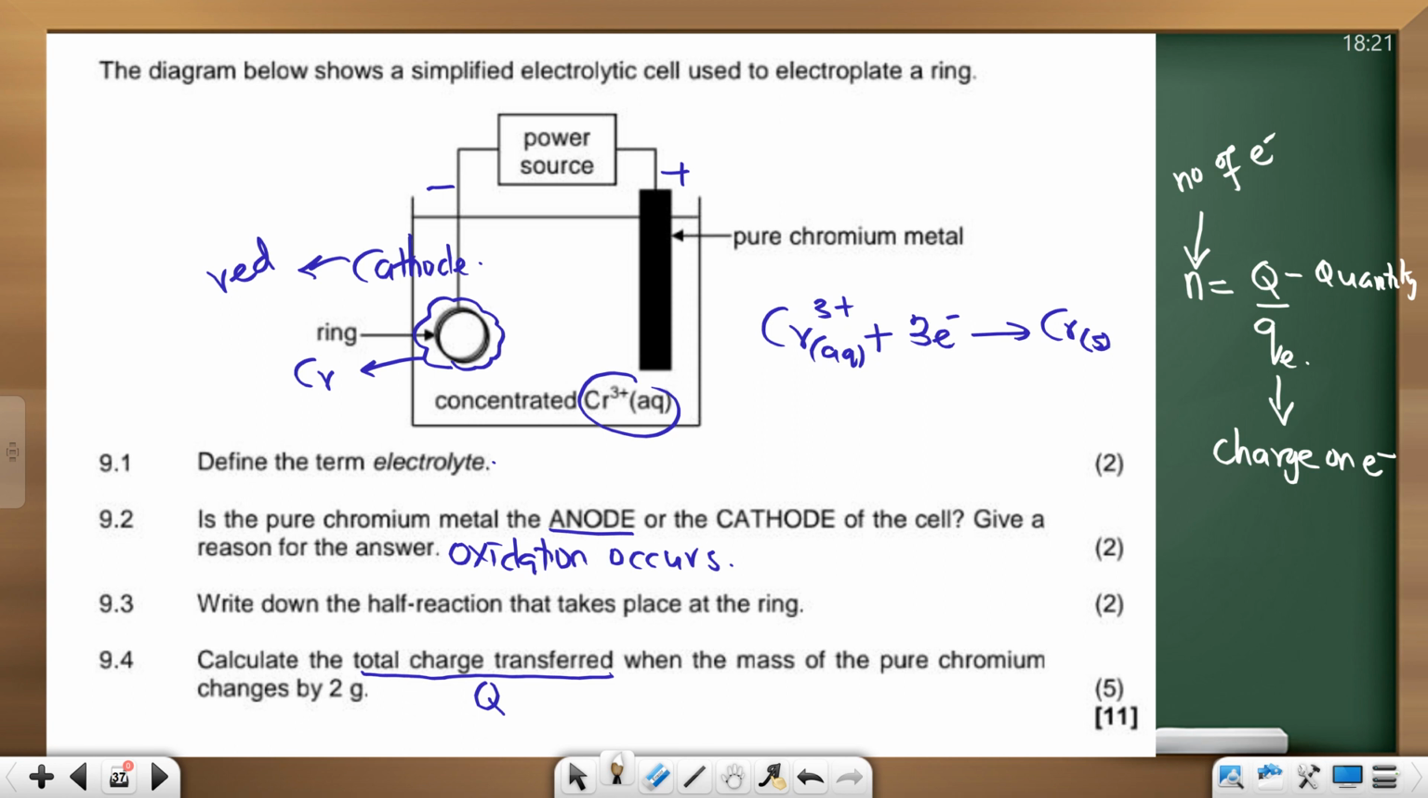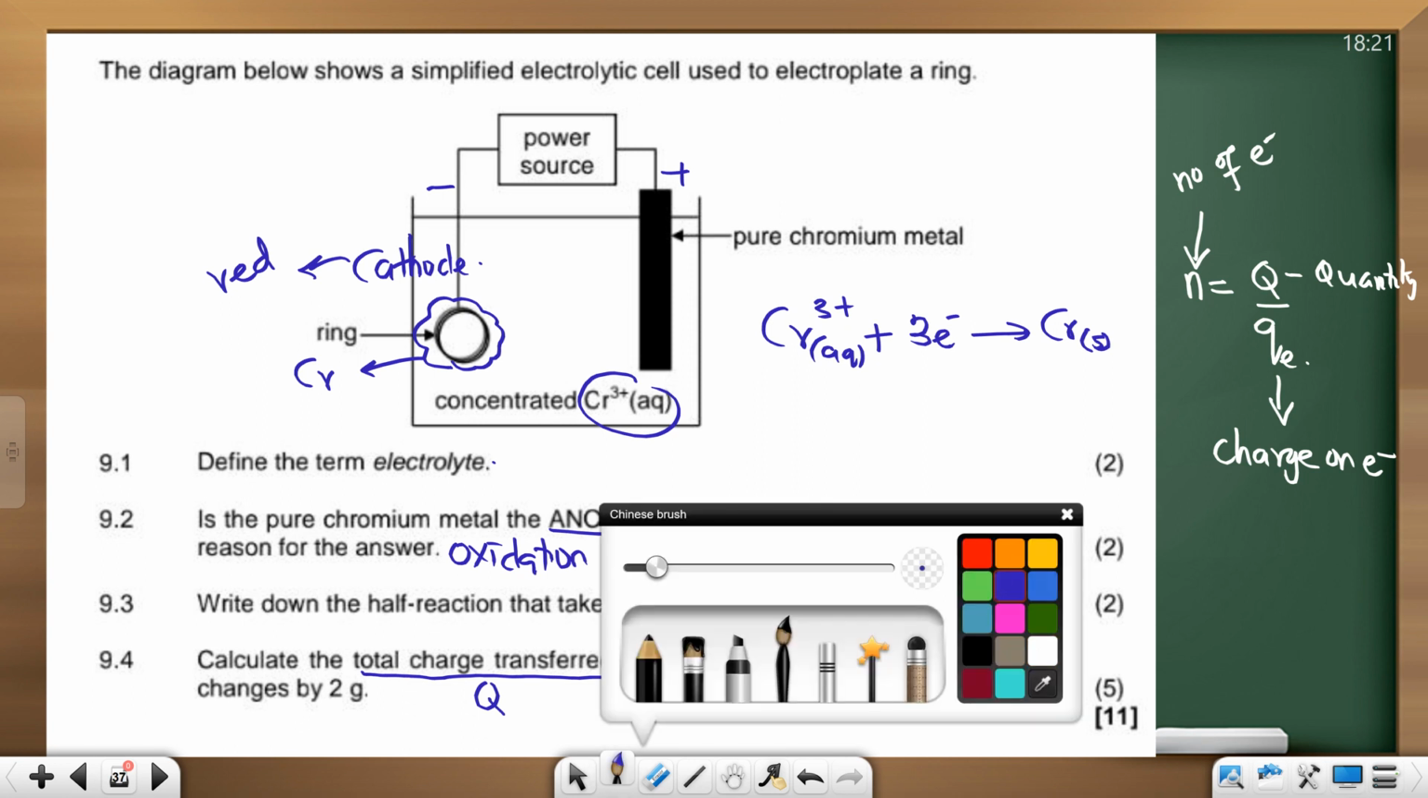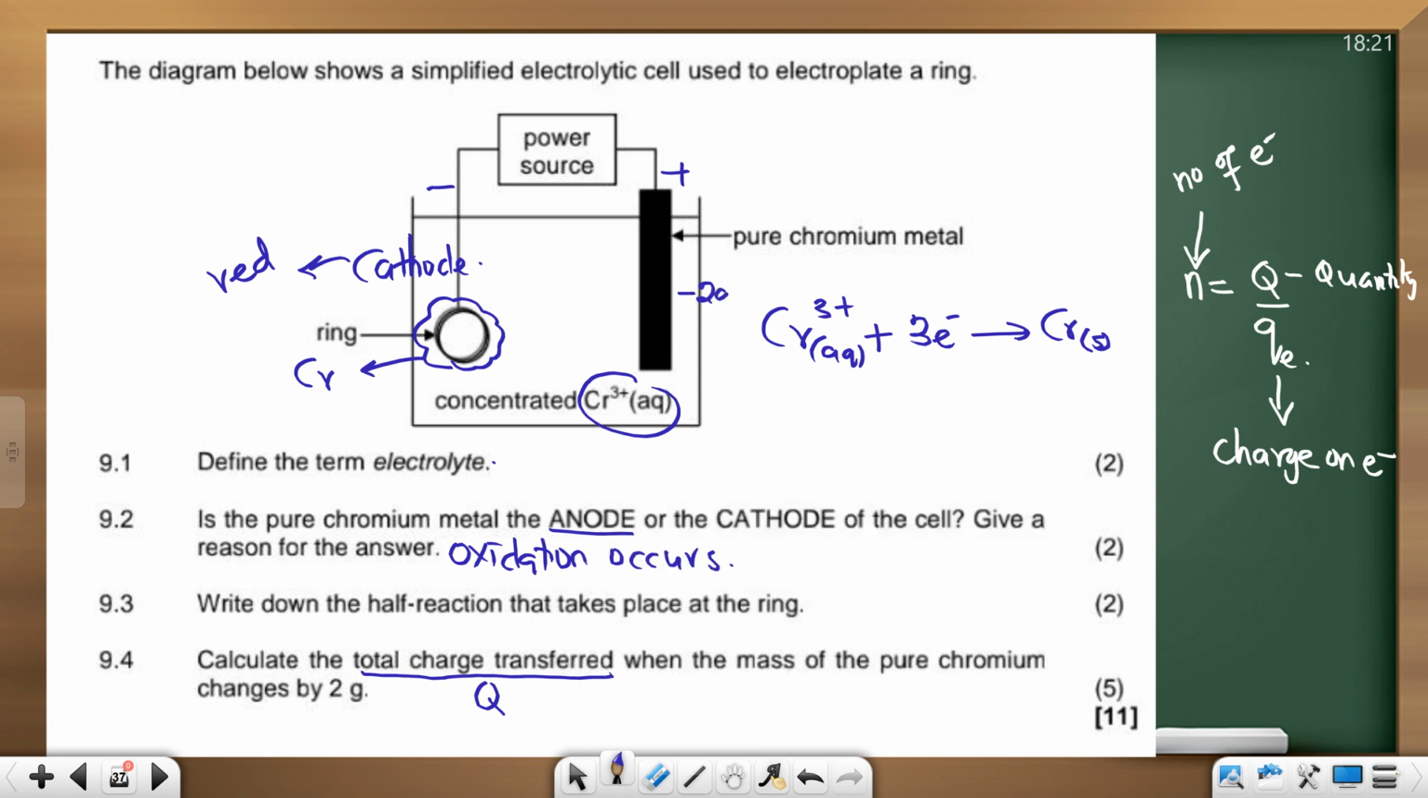Do you know what that means? It means the pure chromium is going to be minus 2 grams. Does that make sense? Why? The anode is dissolving into the solution. So it's becoming smaller. Remember, the anode will always become smaller. Make sense?